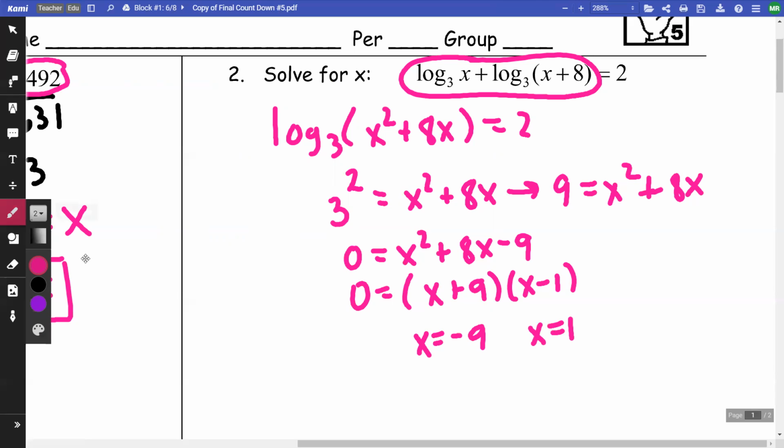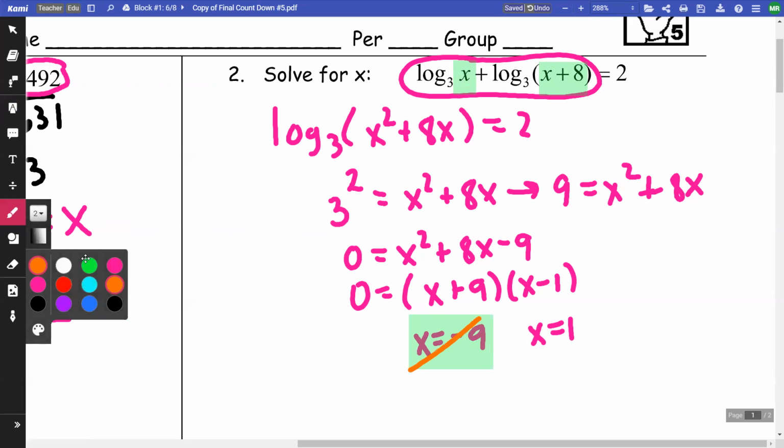And when you're dealing with logarithms, you need to come back up to the original problem. Make sure that when you're taking the log of something, you aren't getting a negative. If I put this negative 9 in there, I'm going to be taking log of a negative. So that is not going to be an answer. When I put the 1 in, that's okay. That's my answer.